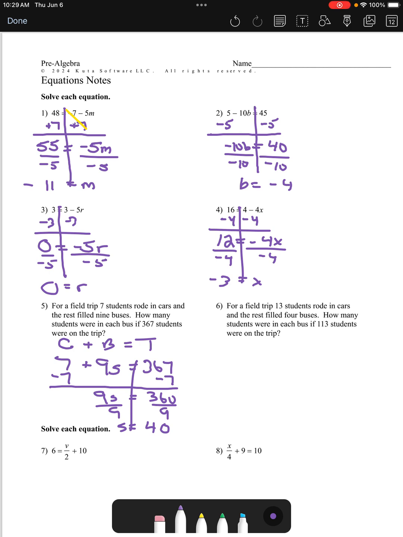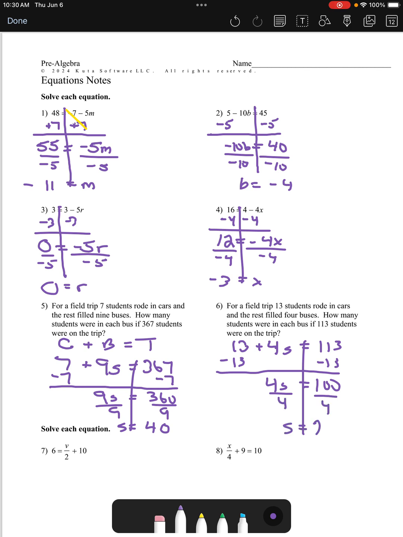Number 6 is set up with the same type of wording, so I invite you to pause the video and take a stab at it. We have 13 students riding in cars, and the rest of the students filling 4 buses. So 4 times however many students are on one bus. And we know there were a total of 113 students on the trip. We will subtract 13 from each side of this two-step equation to get 4s equals 100. And then we'll divide both sides of this by 4 to find that for this group, there were 25 students per bus.